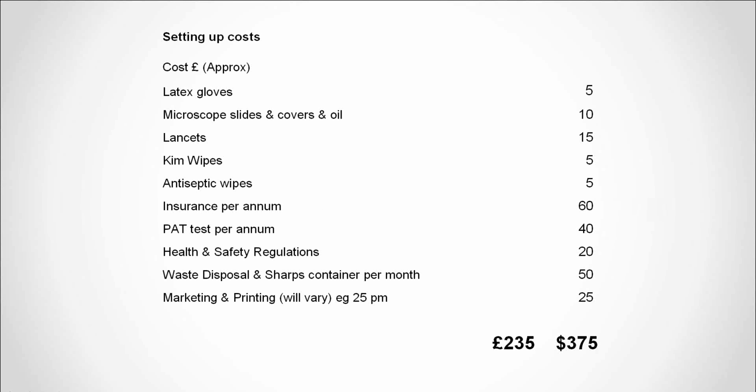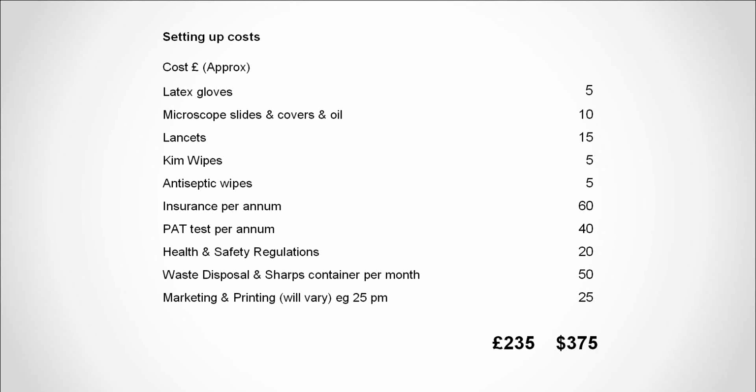For example, one good way of getting a good insurance price is to join the Complementary Health Association in the UK or the Complementary Medical Association, because usually they offer half-price insurance deals, so that's a good way of getting a good rate for your insurance. PAT testing, that's the UK.